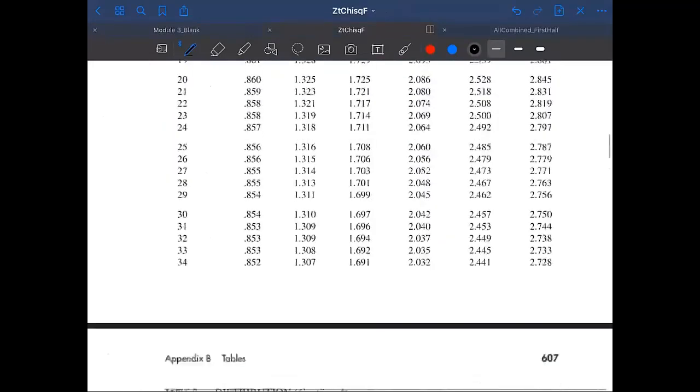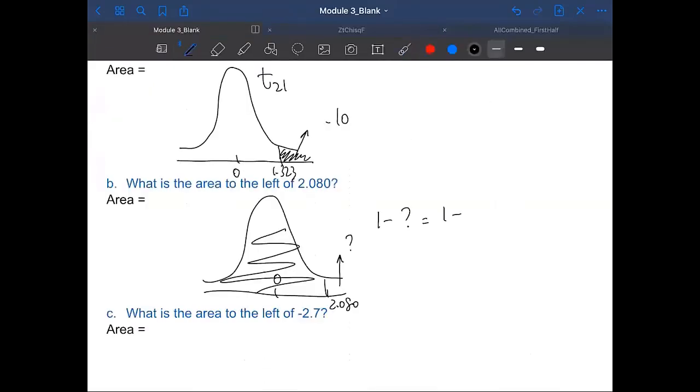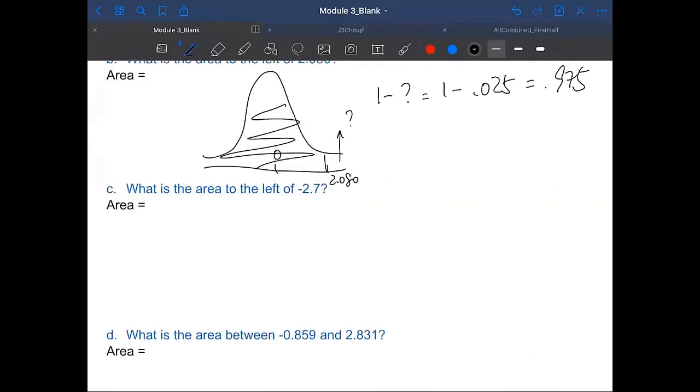Okay, so let's take a look. 21 degrees of freedom, 21. And I think we are talking about 2.080. If you go up this table, that's about 2.5%, 0.025. So we're going to use this number and subtract it from 1, 0.025. That's right? Okay.